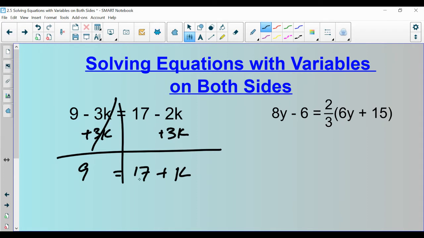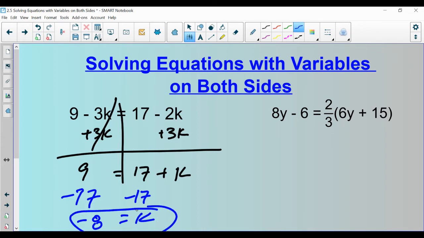Now, k has the 17 on the same side as it. That 17 is positive, so to move it, I would subtract 17. And 9 minus 17 is negative 8, is equal to k.